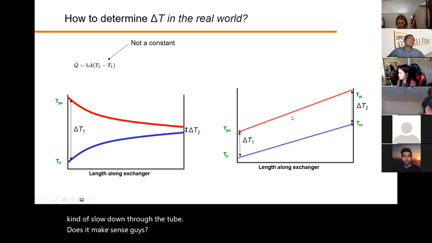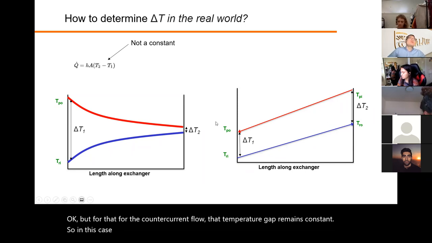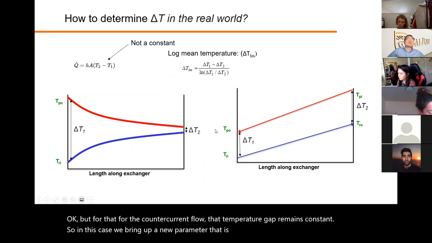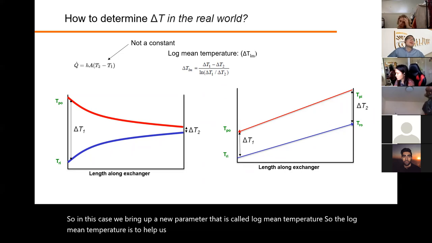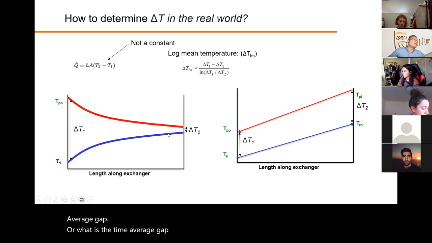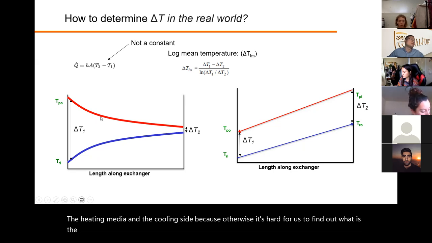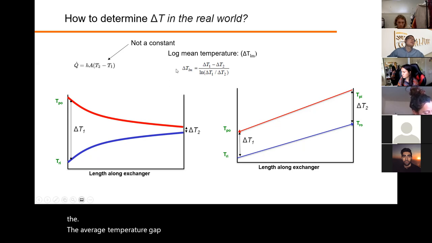But for the countercurrent flow, that temperature gap remains constant. So in this case, we bring up a new parameter called the log mean temperature. The log mean temperature helps us determine the time average gap between the heating media and the cooling side. Otherwise it's hard for us to find out the average temperature gap here. It's labeled as delta T LM, in a very complicated equation.